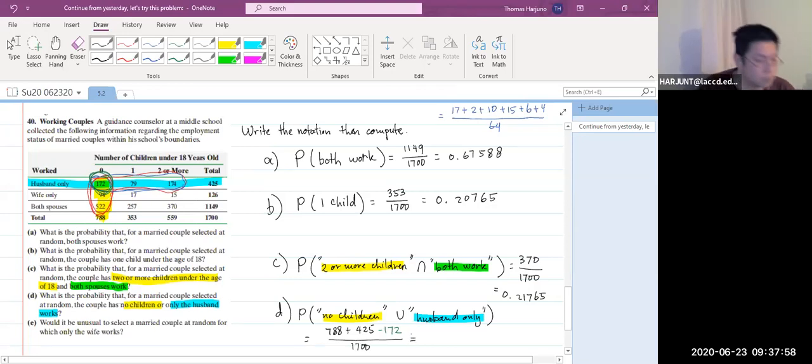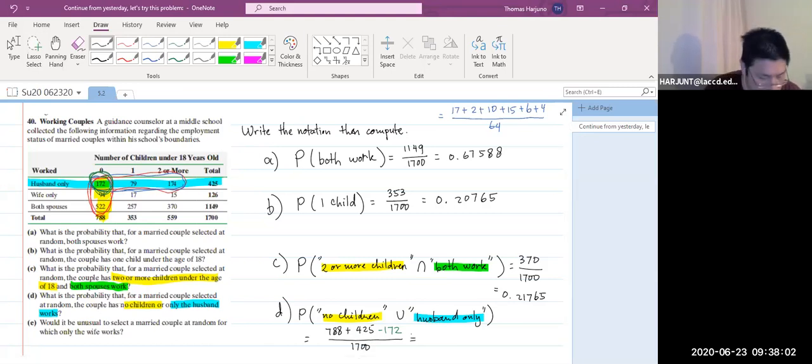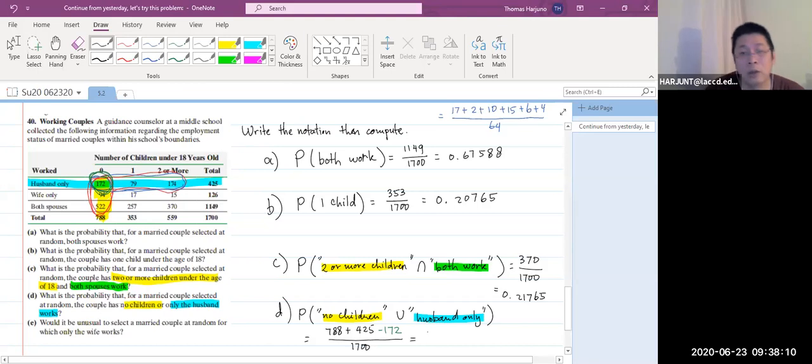Okay. So this will be 788 plus 425 minus 172. I get 1041 over 1700. That is 0.61235.